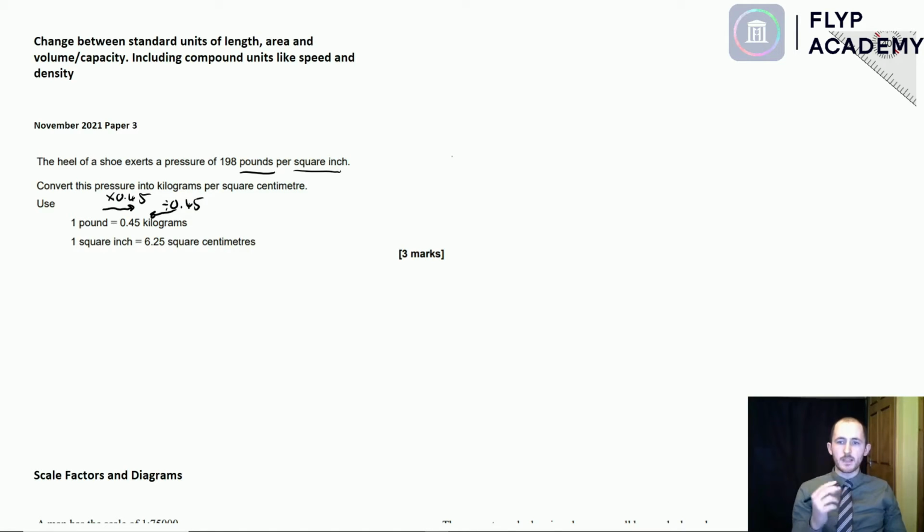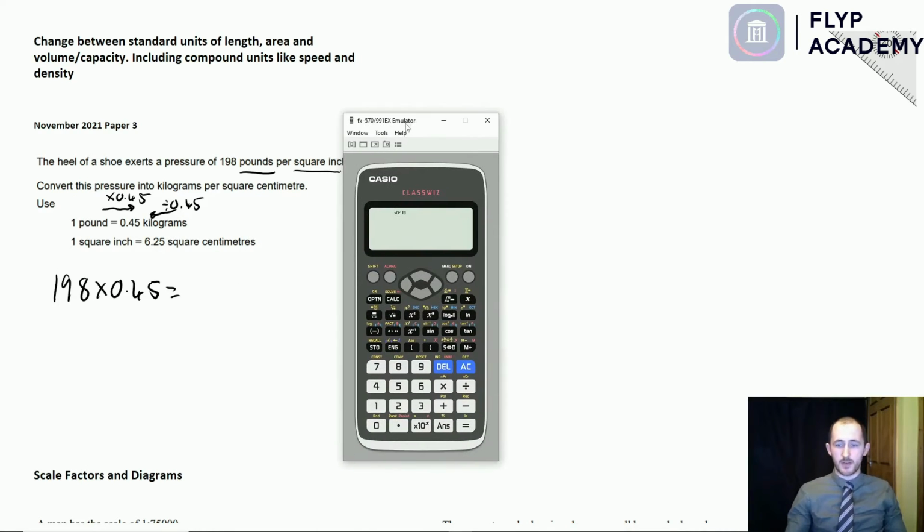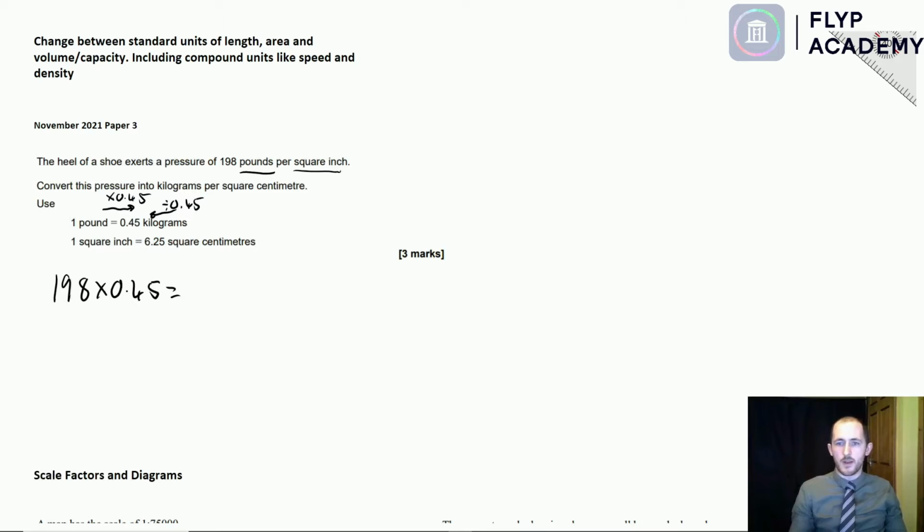Okay, so we want to go from pounds to kilograms, so we're going to times it by 0.45. And again, this is normally going to be on a calculator paper, so if we just bring up our calculators, we have 198 multiplied by 0.45. That leaves me with 89.1, and that's kg per square inch. And the last thing we need to do is convert square inches into square centimetres. So once again, it's going to be a multiply, but we have to be careful here.